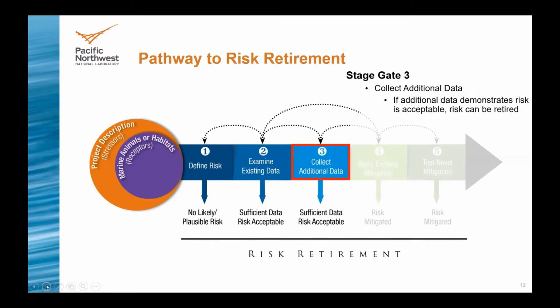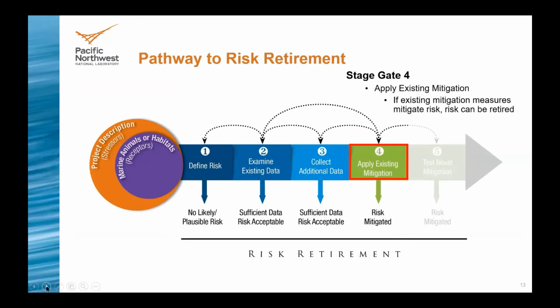Here, it's important for the applicant, in conjunction with the regulator, to develop a monitoring program and collect data to better examine and understand a potential risk to see if it is acceptable. Once the data has been collected and examined, and if there's still a risk, you will have to move on to stage gate 4. At this point, mitigation is likely needed, and it's important to determine if there are existing mitigation measures that are adequate and have been tested and shown to be effective. If this is the case, you can mitigate the risk and take the off-ramp below.